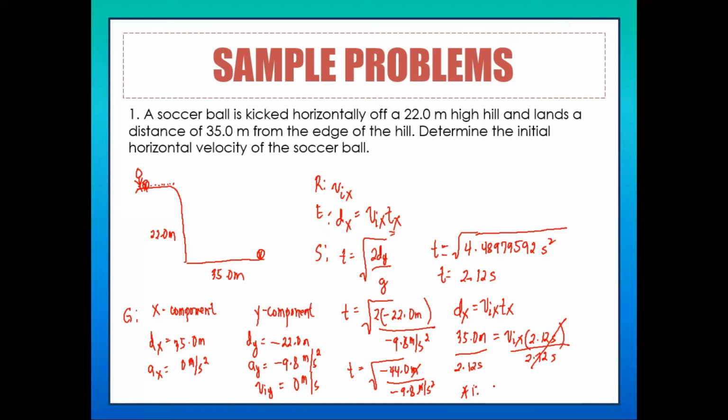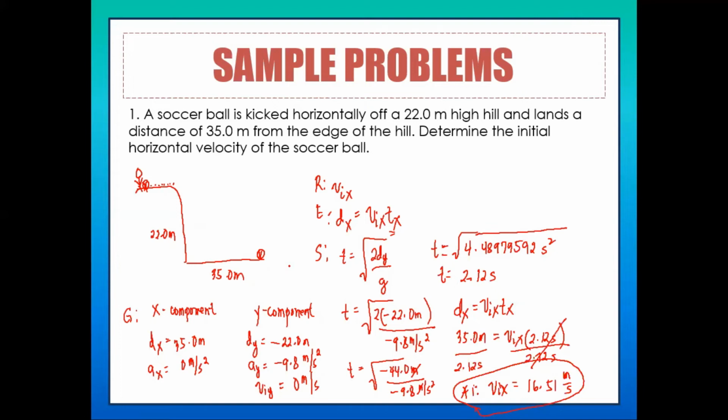Okay, for our answer, V sub ix is equal to, divide this one, will give you 16.51 meter per second. Wala tayong ika-cancel na unit kasi wala namang similar unit. So this is now our answer for this problem. Now, the initial velocity ng kinik yung ball horizontally is 16.51 meter per second. That allows it to be in this particular distance, no? Once na na-fall siya from this very high hill.